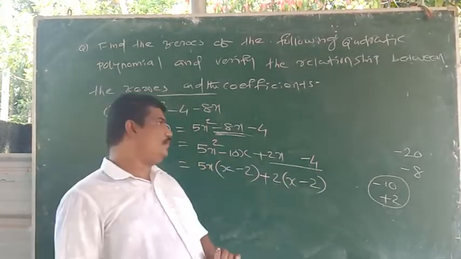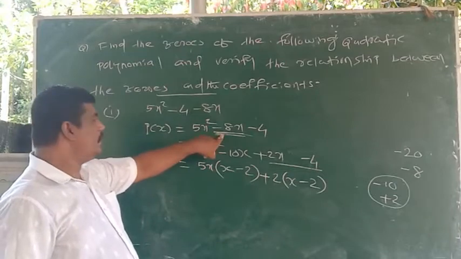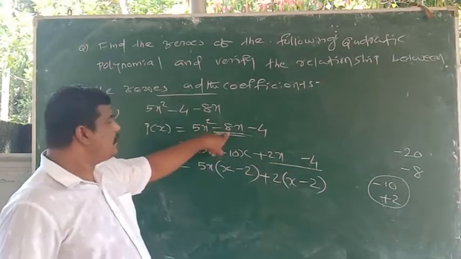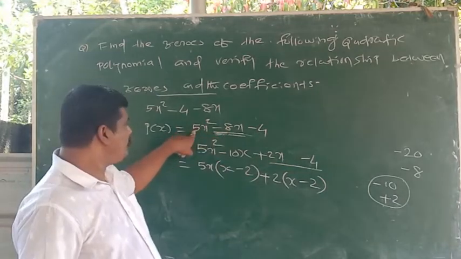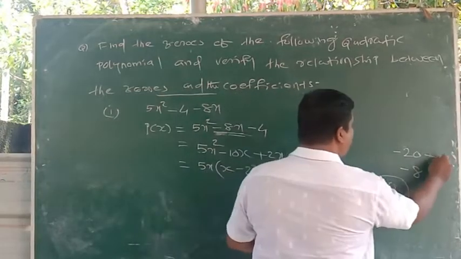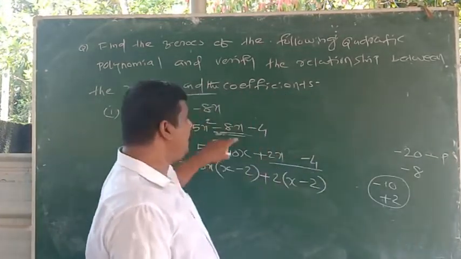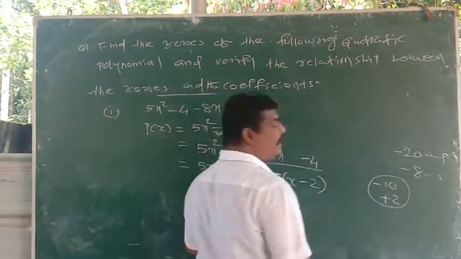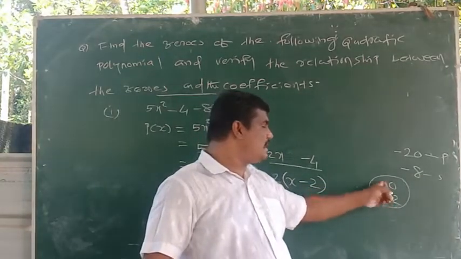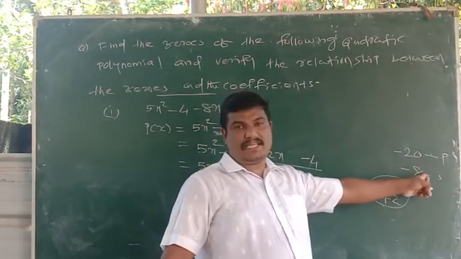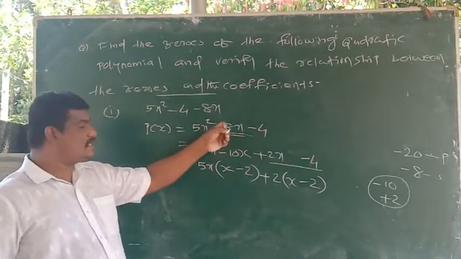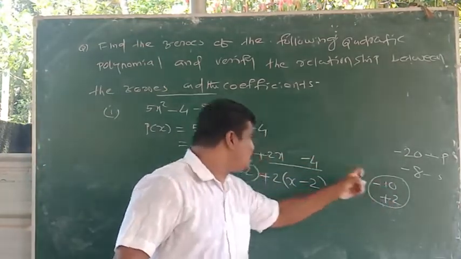Okay. So first split the middle term. First term and last term are the same, no change. Split the middle term. Convert it. First check here, 5 into minus 4 is minus 20. Product minus 20, and sum minus 8. What are the numbers? Minus 10 and plus 2. When you add minus 10 and plus 2, the sum is minus 8. Minus 10 and plus 2 multiply to minus 20. So write minus 8x as minus 10x plus 2x.